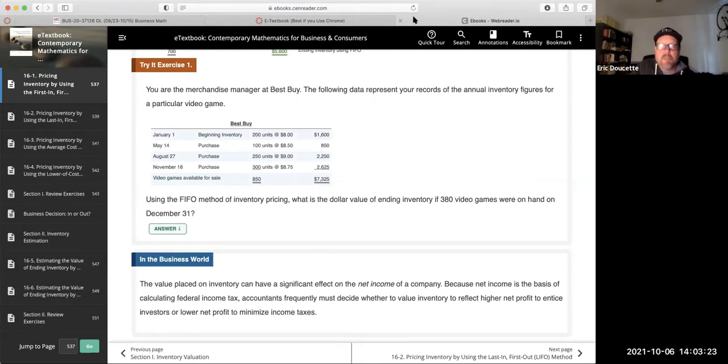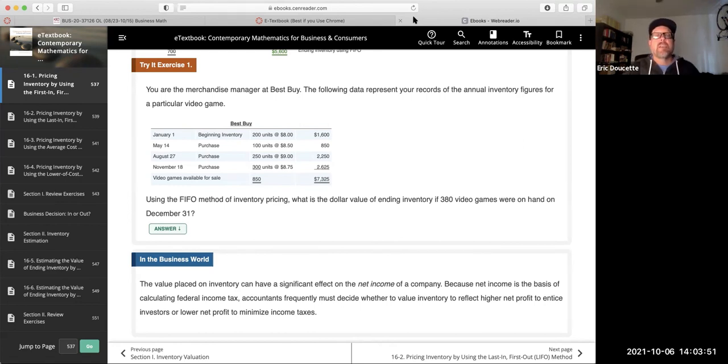All right, the last method that we're going to look at is called the average cost method, and this is really the easiest of all, because all you're basically going to do is take the average cost of everything you have in inventory, and then multiply that by how many you have left. So in this case, the problem is exactly the same for the average cost pricing. You're still going to have 380 left in inventory, but it's going to be calculated a little differently.